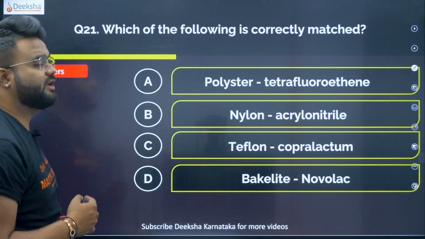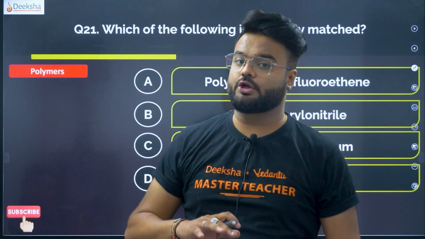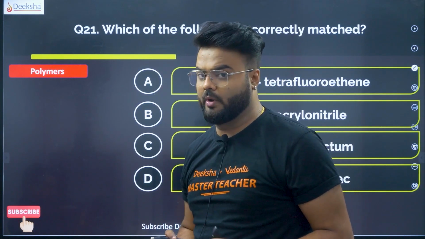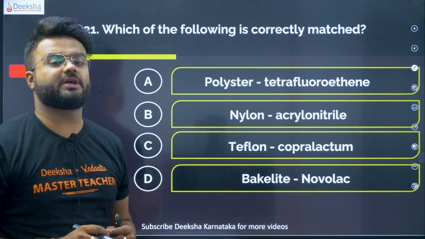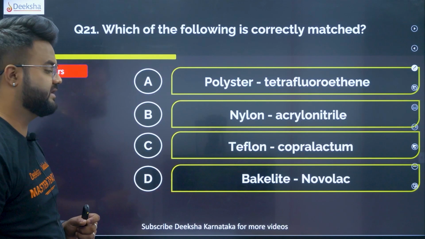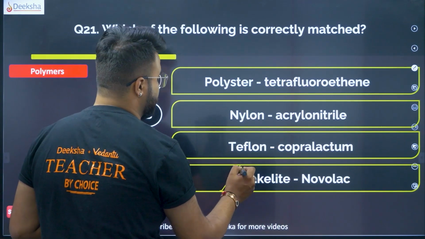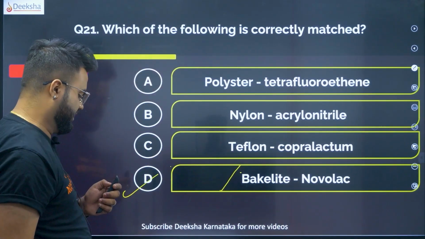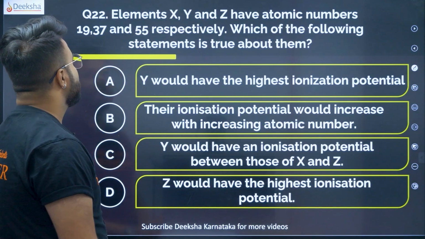Now, this is your deleted syllabus question, that is nothing but from the polymers. So no need to worry about it. Which of the following is correctly matched? That is bakelite, that is Novolac, that is option D is your correct answer.